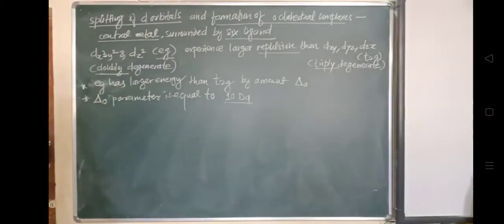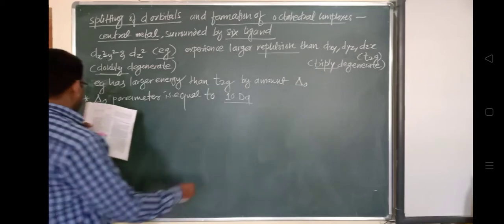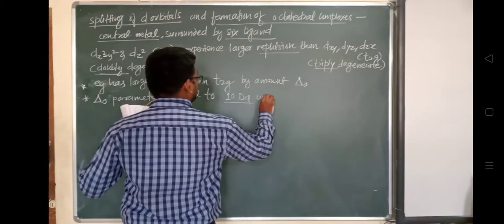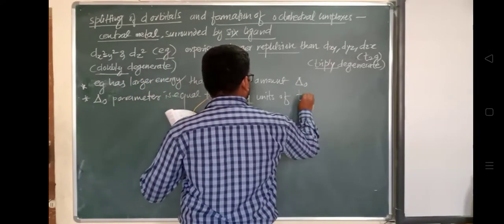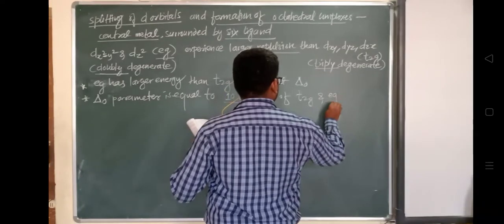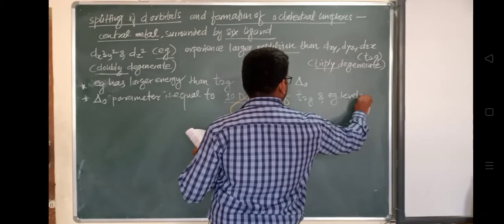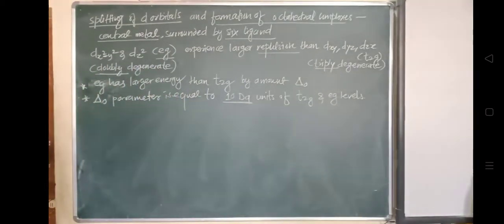Okay, which we can say this 10 Dq is the crystal field splitting energy. So 10 Dq units of T2g and this Eg level. In this way, this 10 Dq unit is a unit of the T2g and Eg levels.